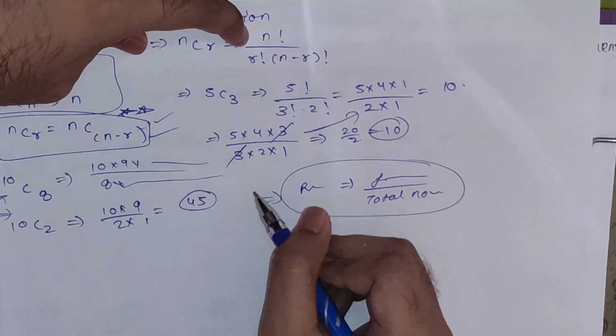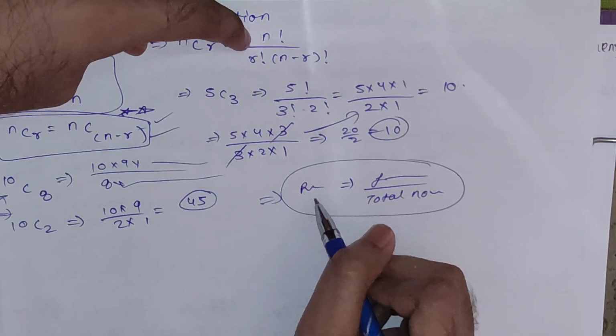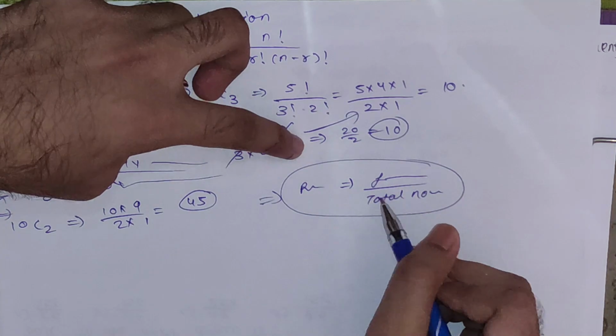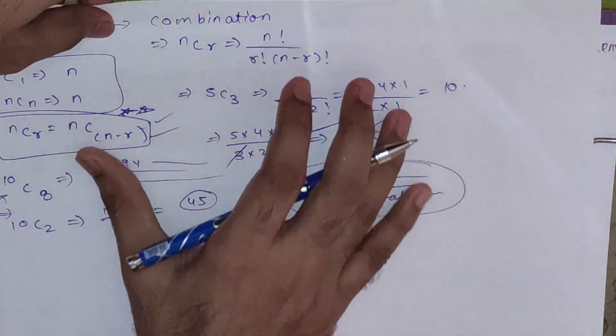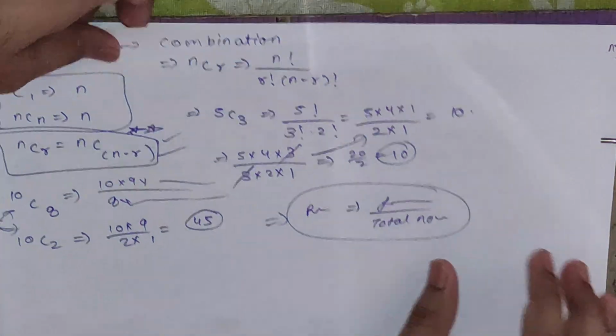Along with combination, we are going to use this formula also, that is required probability equals favorable upon total number. So this was the basics that you should know. Now let's see the sums, and there only we will see the trick. So let's see the first sum.